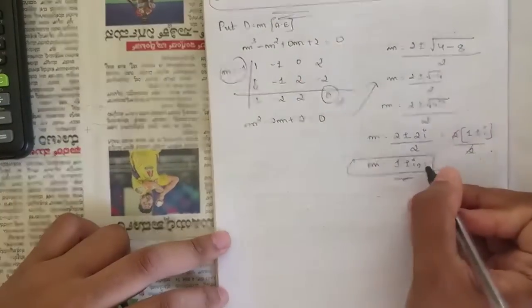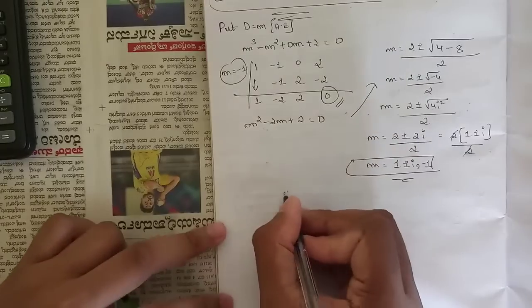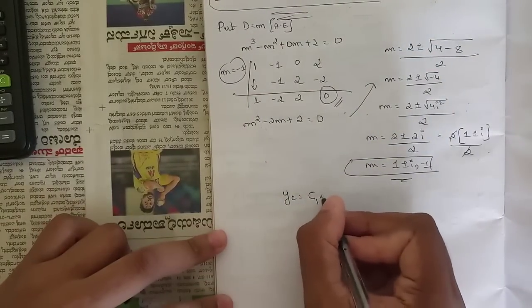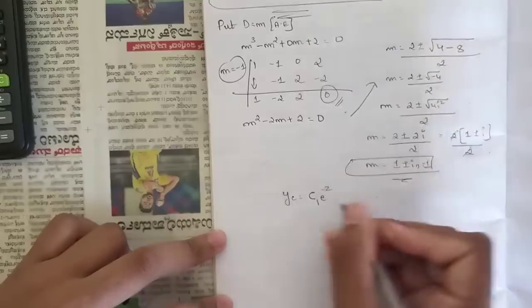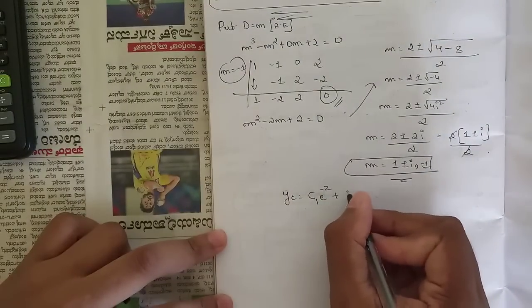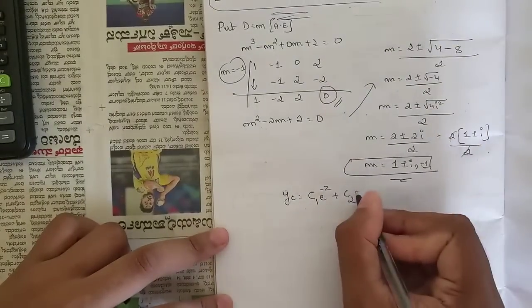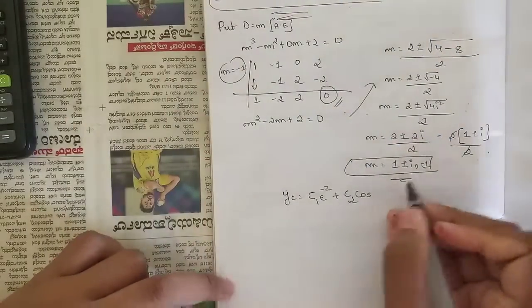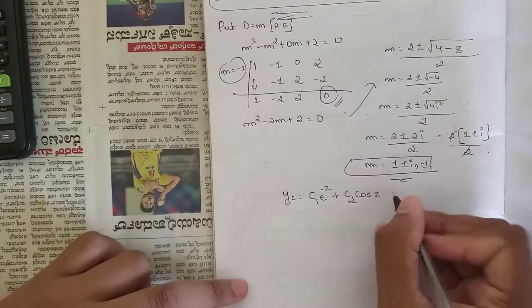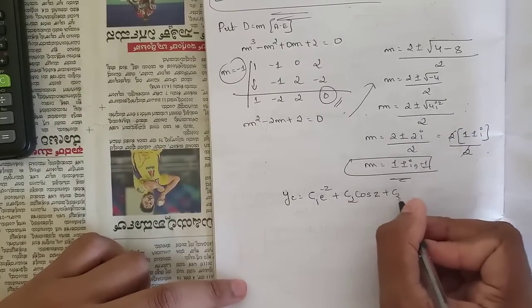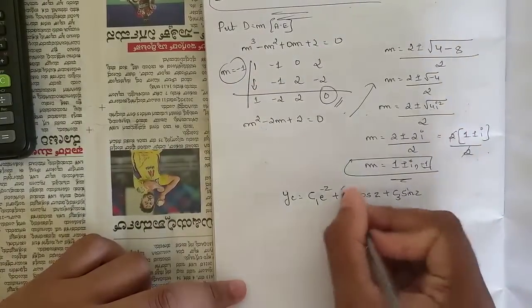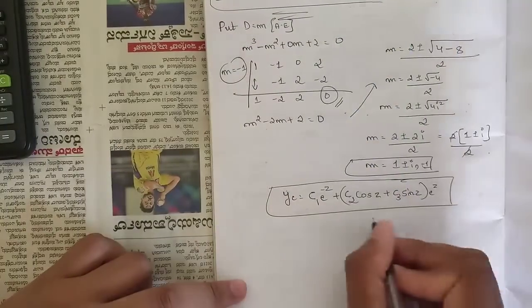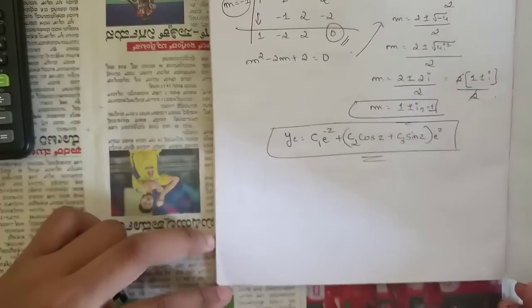Along with minus 1. So our yc term would be looking like c1 e to the power minus z, we have minus 1, right? I'll write that first, plus c2 cos, the value of beta is 1, so c2 cos z, plus c3 sin z into e power alpha, which is again 1, e power z. So this is your complementary function.